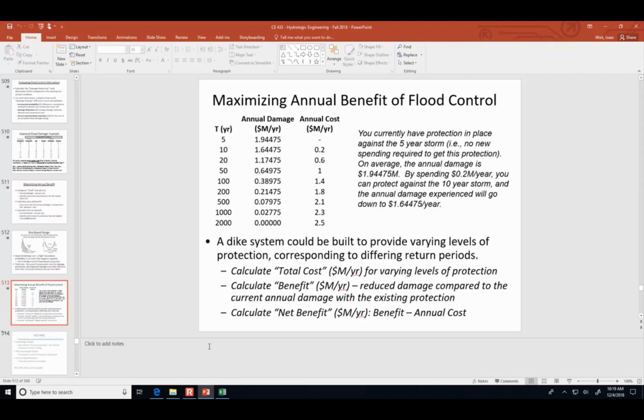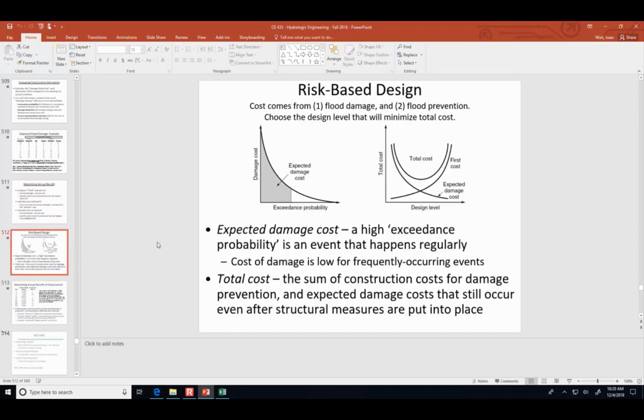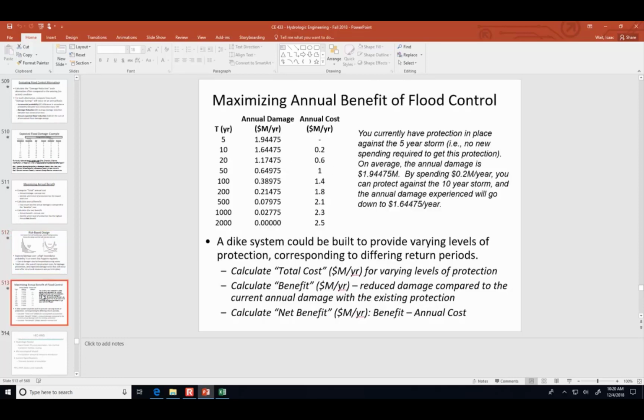And so what we're going to do is calculate the total cost, which includes both the damage and the cost of providing protection. So these two columns can be thought of as the two curves that make the total cost curve. There's the cost of constructing the structural measure, and there's the cost of the damage. And so we want to know the total cost by adding these two columns together for each year. And then the benefit is going to be the reduced damage compared to the existing protection. And then we also want to do the net benefit.